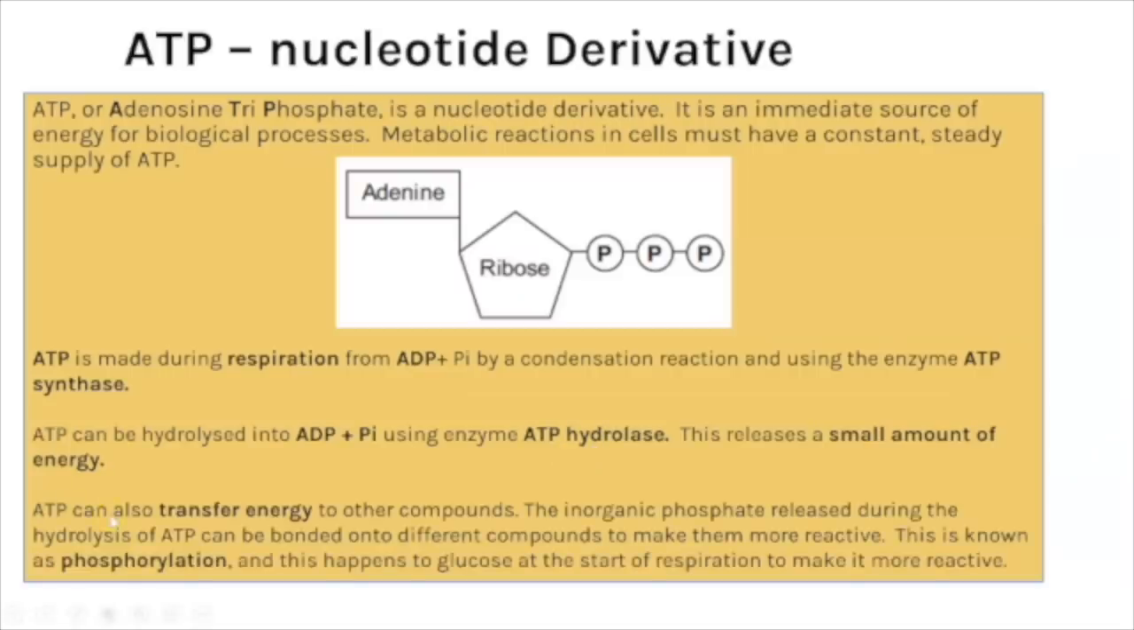Now, ATP can also do something called phosphorylation. And that is when that inorganic phosphate is actually transferred and bonds to a different compound. And in doing that, the compound that it bonds to becomes more reactive. And that happens to glucose at the start of respiration in glycolysis.